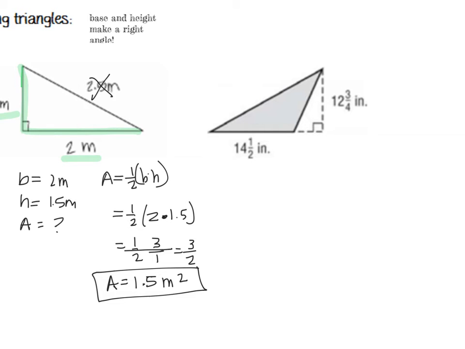So we look for our height. Our height is going to be this one. And our base will be that length right there. So we're going to be solving for the area. We start out writing what we know. My base is 14 1/2 inches. My height is 12 3/4 inches. And my area is my unknown.